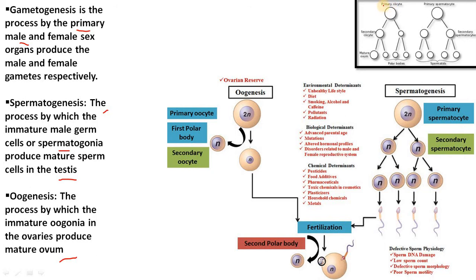And here the primary oocyte, the secondary oocyte, the mature oocyte, and the polar body and spermatids are formed, as I said. And oogenesis is from the 2n primary oocyte, then the first polar body, then the secondary polar body. And in the case of spermatogenesis, the primary spermatocyte and the secondary spermatocytes are also developed.